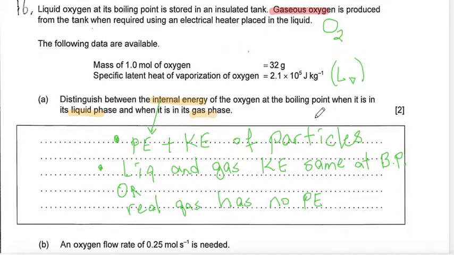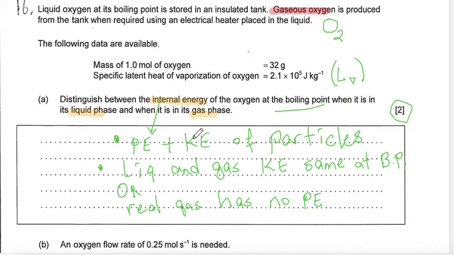Okay, the first part is asking us to distinguish between the internal energy of the oxygen at boiling point when it is in liquid phase and in gas phase. I highlighted these terms because you know how we answer these explain questions. It's 2 marks. You are meant to say two things, which means you have to find what keywords the question is giving you. So between the internal energy of the oxygen at the boiling point, we need to first explain what is internal energy. You can simply define it as the potential energy plus kinetic energy of the particles.